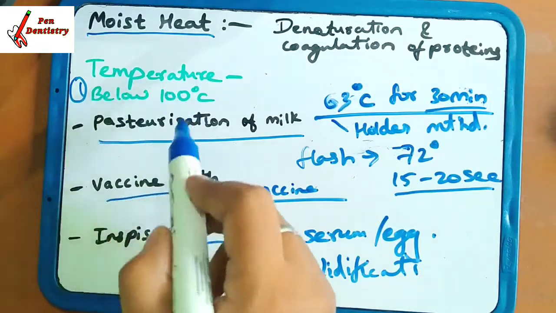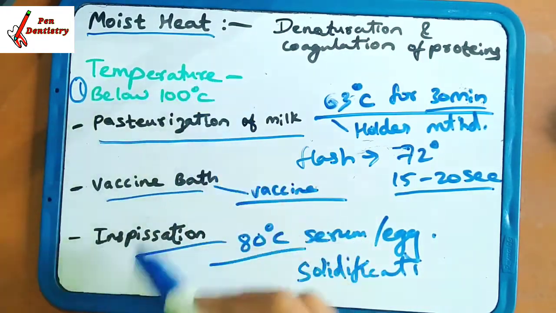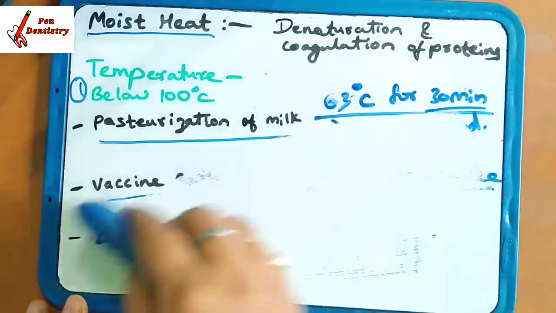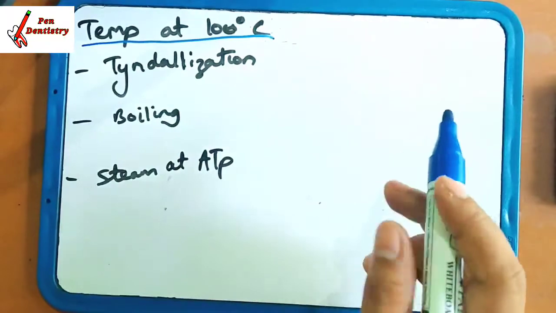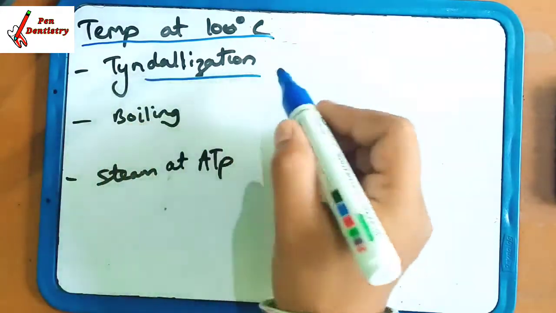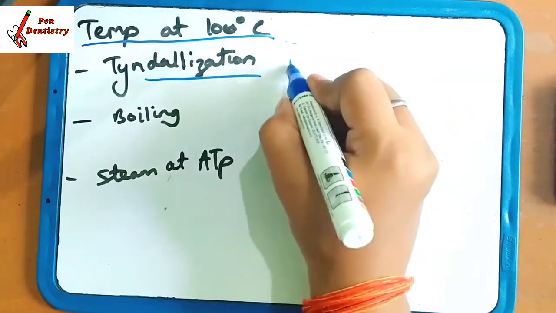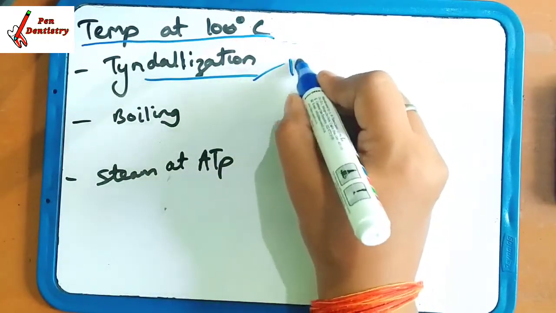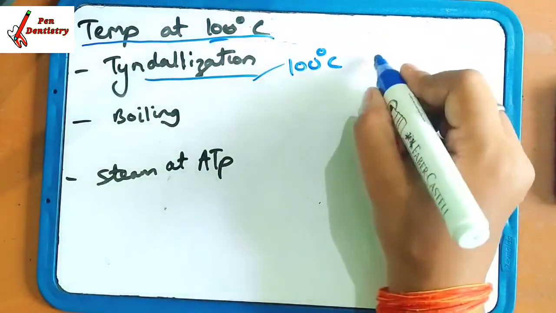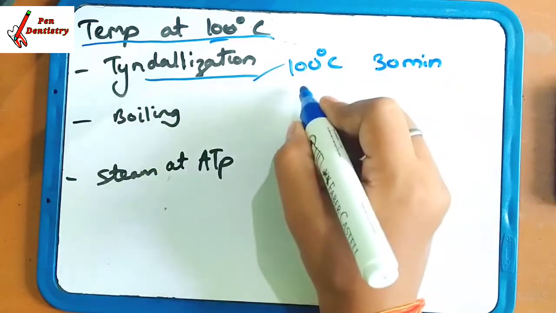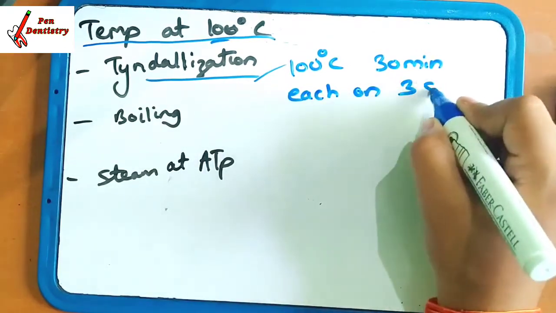Here we took temperature below 100 degrees Celsius. Now we will go for temperature at 100 degrees Celsius. First one is tyndallization. Sterilization takes place at 100 degrees Celsius for 30 minutes each on 3 successive days.